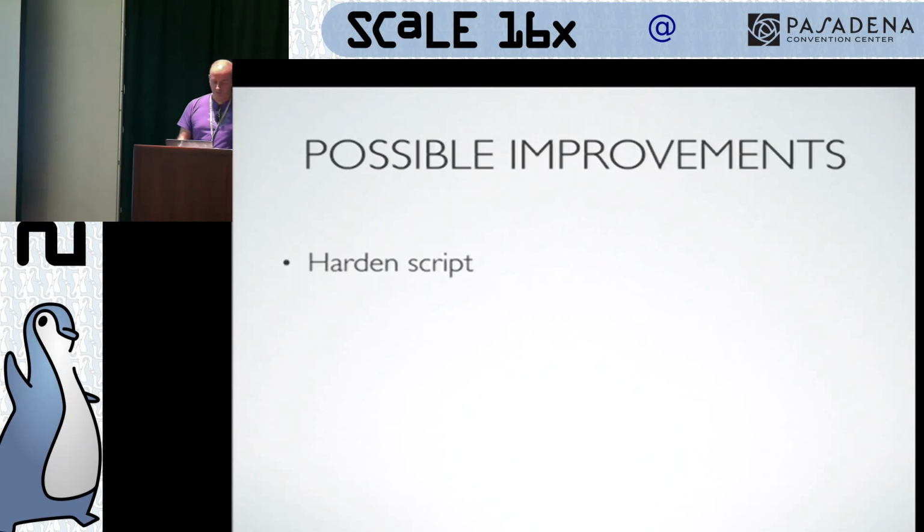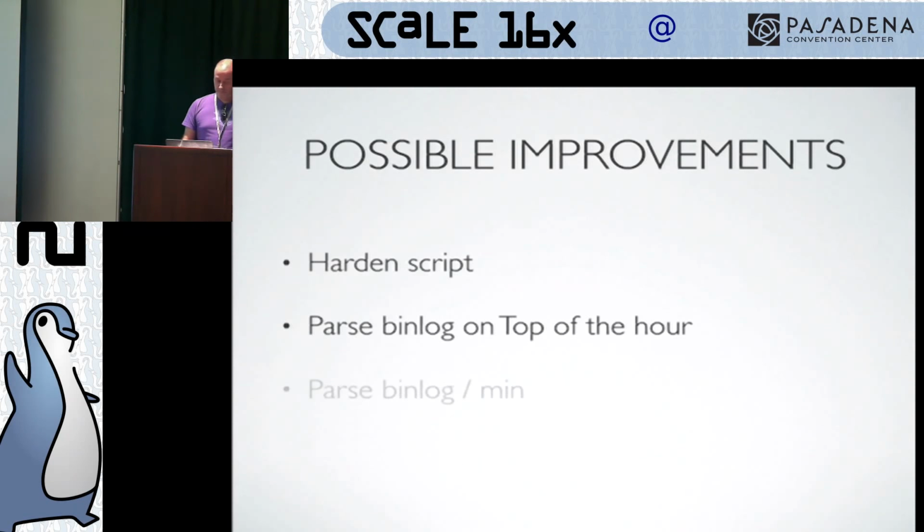Now the possible improvements. Hardening the script, like I was saying, it's a very simple one. It could be better developed to do more. For example, parsing the binlog on top of the hour could be useful, because right now the binlogs don't always rotate on the hour. They rotate anytime they're full, when they reach the maximum size.